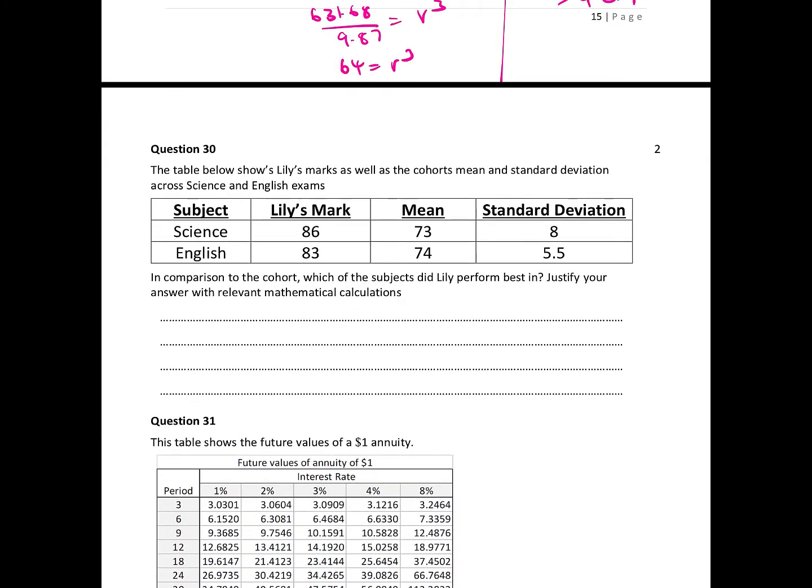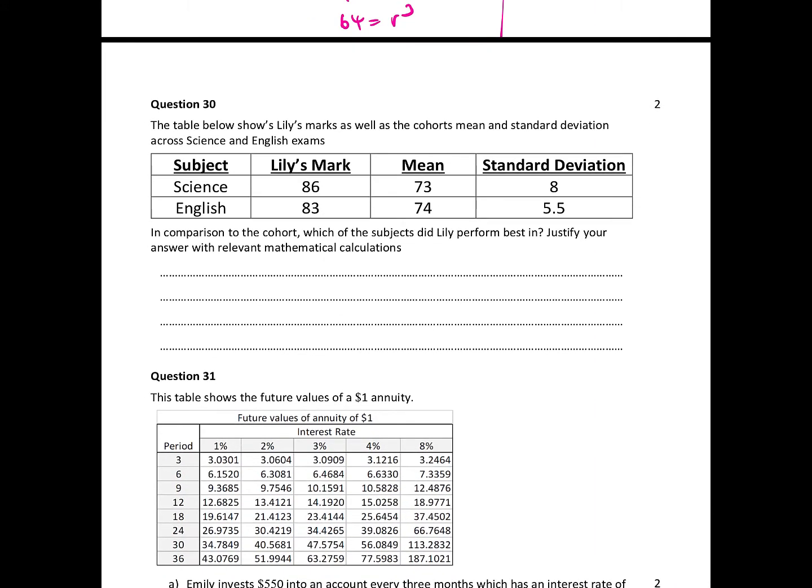Question 30. The table below shows Lily's marks as well as the cohort's mean and standard deviation across science and English exams. In comparison to the cohort, which of the subjects did Lily perform best in? Justify your answer with relevant mathematical calculations. Let's find out what her Z-scores are for each of the subjects, because our Z-score will determine which subject she performed better in.